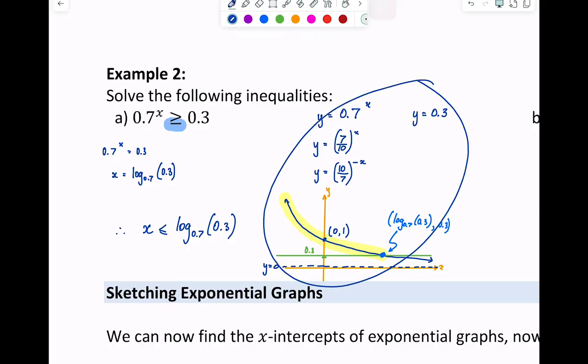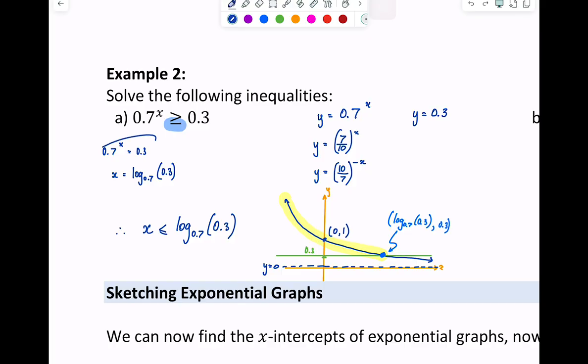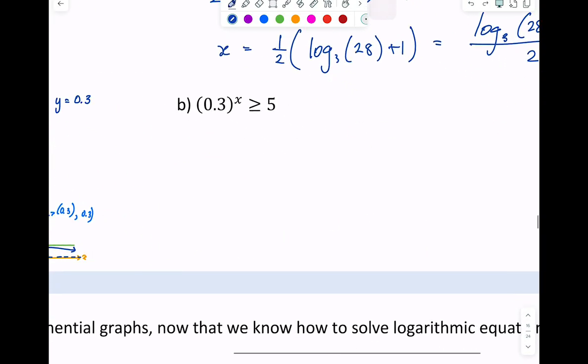So looking at the graph and then finding out where that intersection point is using log laws, so that we can figure out which segment, if we want to go to the left or if we want to go to the right down at the bottom there. Moving on to this one here.